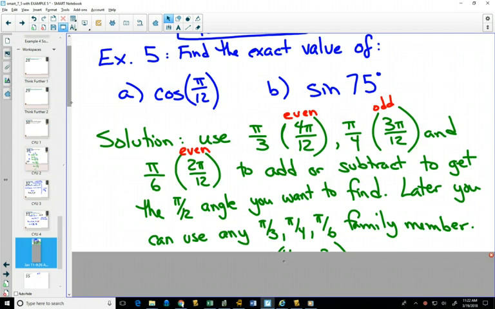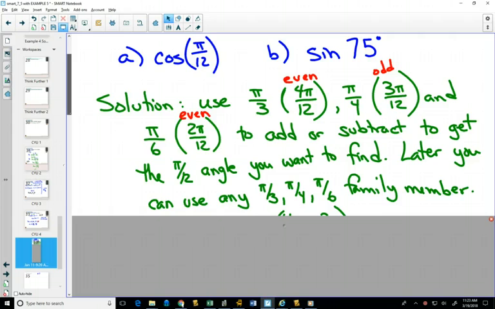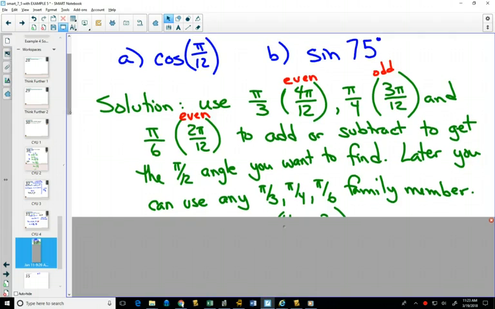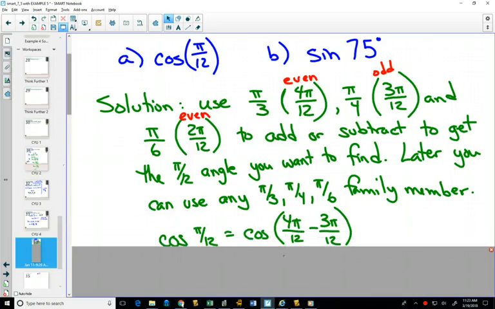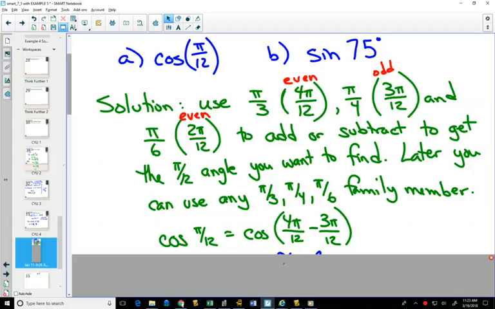For example, could you see that if you took 4 pi over 12 minus 3 pi over 12, you would get pi over 12? Or maybe you chose to say, I'll take 3 pi over 12 and subtract 2 pi over 12, and that will give me pi over 12. Now, we don't only have to use the first quadrant answers. We're going to be able to use any family member, and we're going to see what that looks like in a bit. But to start off with, let's say I want to use 4 pi over 12 and 3 pi over 12. Then cos of pi over 12 is equal to cos of 4 pi over 12 minus 3 pi over 12.